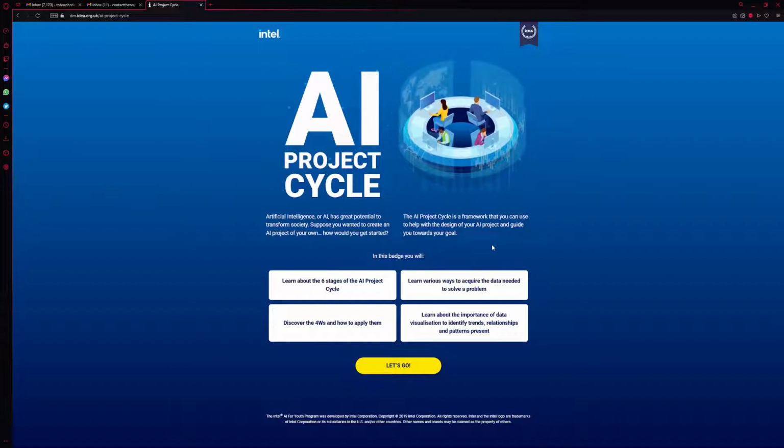In this badge, you will learn about the 6 stages of AI project cycle, learn various ways to acquire the data needed to solve a problem, discover the 4Ws and how to apply them, learn about the importance of data visualization to identify trends, relationships, and patterns present. Let's go.